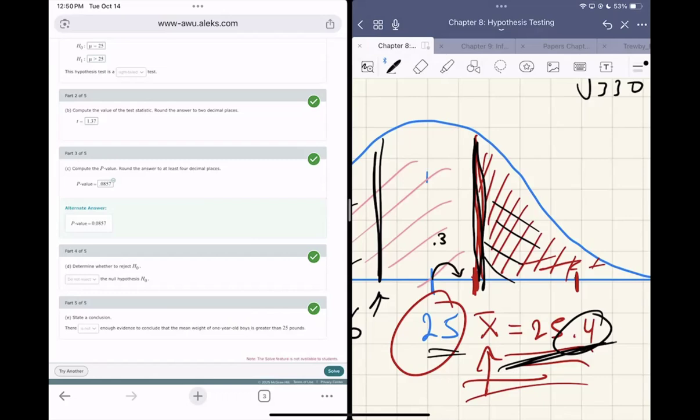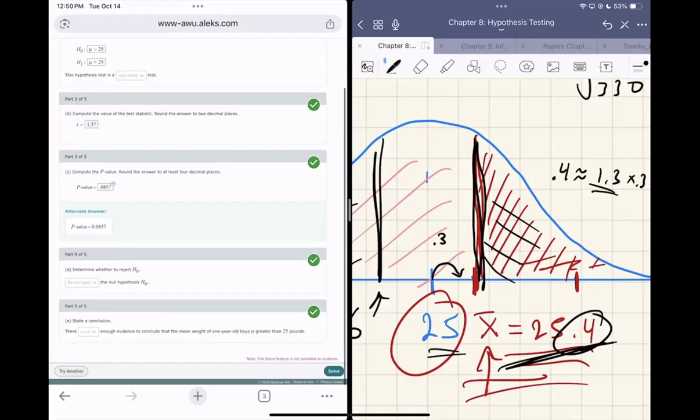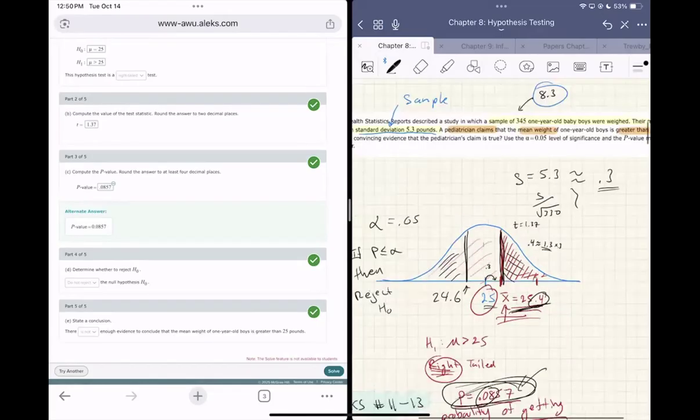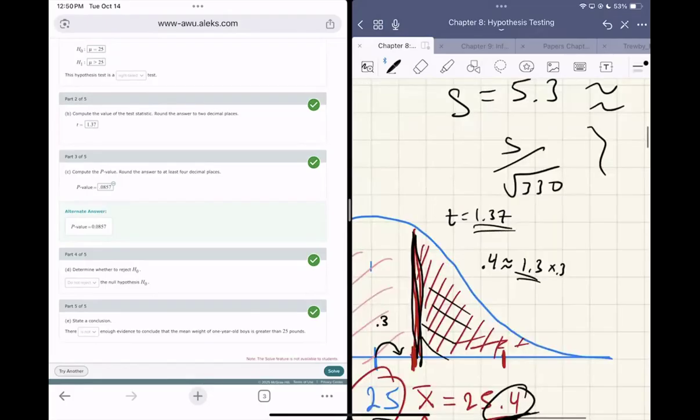So 0.4 is about 1.3 times 0.3. We're about this many standard deviations away, and that's what the test statistic is actually telling us. This t value, when it says t equals 1.37, this was me just doing off-the-cuff mathematics to try and estimate the standard deviation. But in fact, we are 1.37 standard deviations away from the mean.